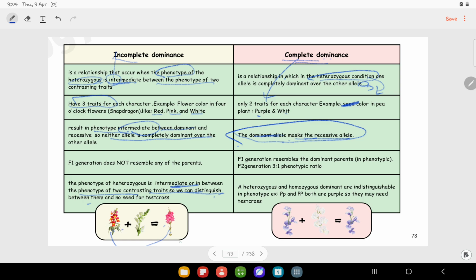So there is no need for a test cross, because you easily know that the red is R capital, the white is WW, and the pink is between them, and it's RW. So here there is no need for a test cross, and we can distinguish between them.